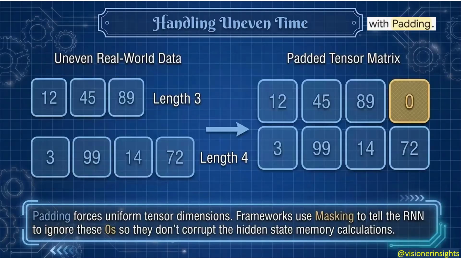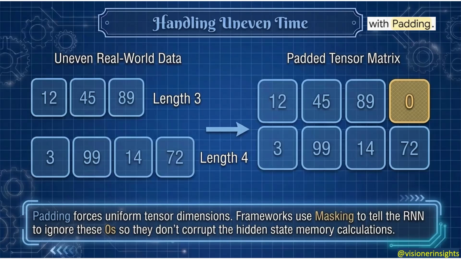But hey, real-world data is messy. Sequences have different lengths. Some sentences are short, some are super long. Since matrix math requires uniform dimensions, we use a technique called padding. We literally just fill the empty spaces of shorter sequences with zeros to match the longest sequence in the batch. Frameworks then use something called masking to tell the RNN loop to simply ignore those zeros, ensuring they don't corrupt our carefully calculated hidden state memory.